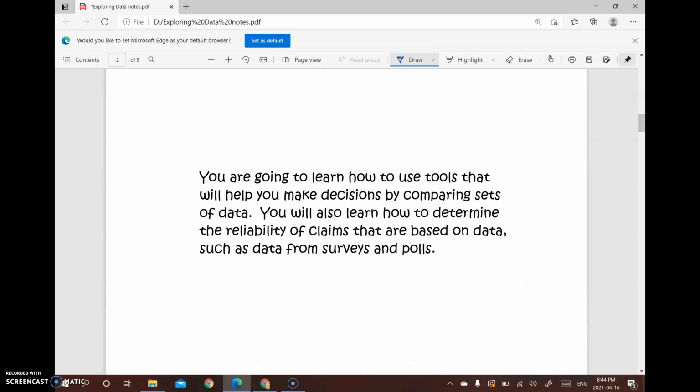You're going to learn how to use tools that will help you make decisions by comparing sets of data. You will also learn how to determine the reliability of claims that are based on data, such as data from surveys and polls.